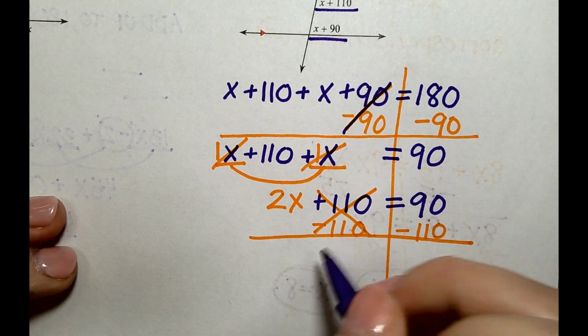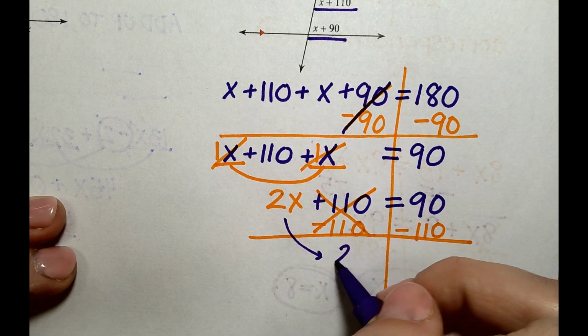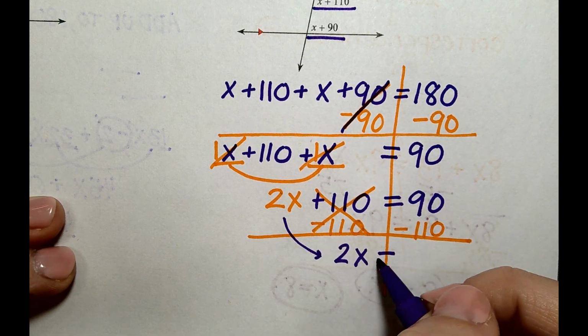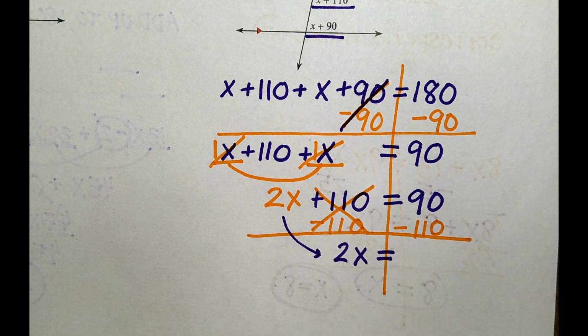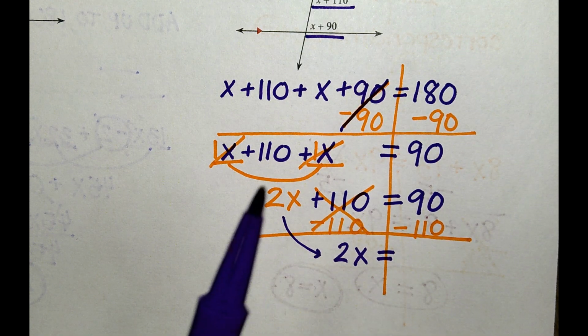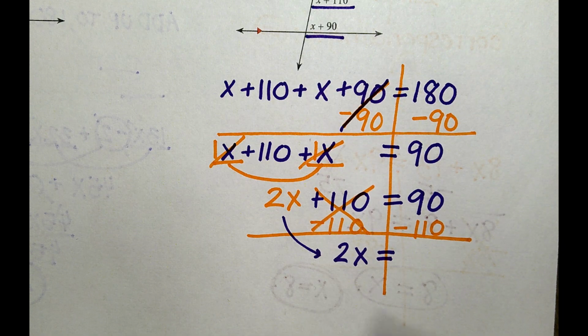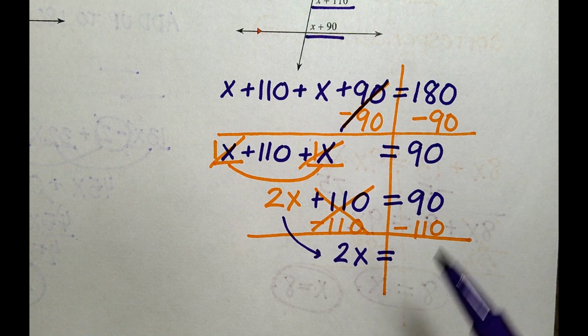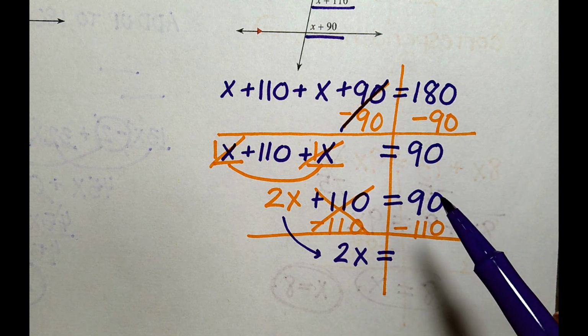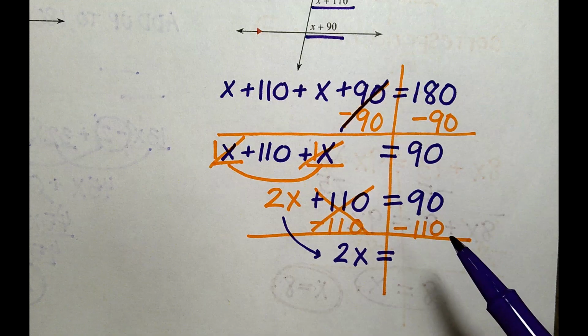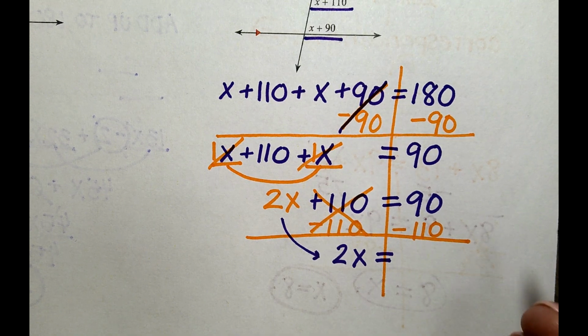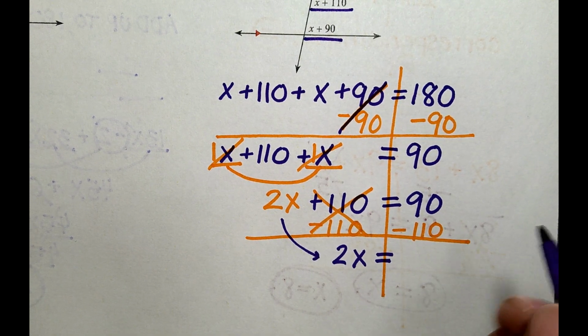Bring down 2x equals, you will get a negative number. That is allowed. That is okay. Because we're not finding the measure of the angle. We're just finding x. X can be negative. What comes down here? 90 minus 110 is negative 20. Is that right? Yes. Okay.